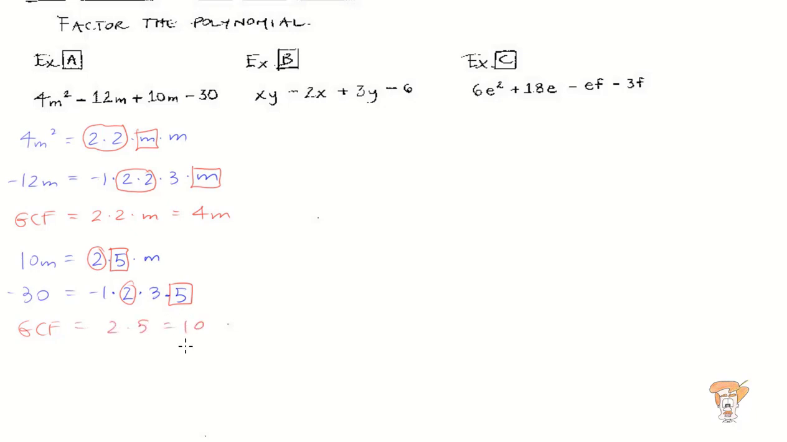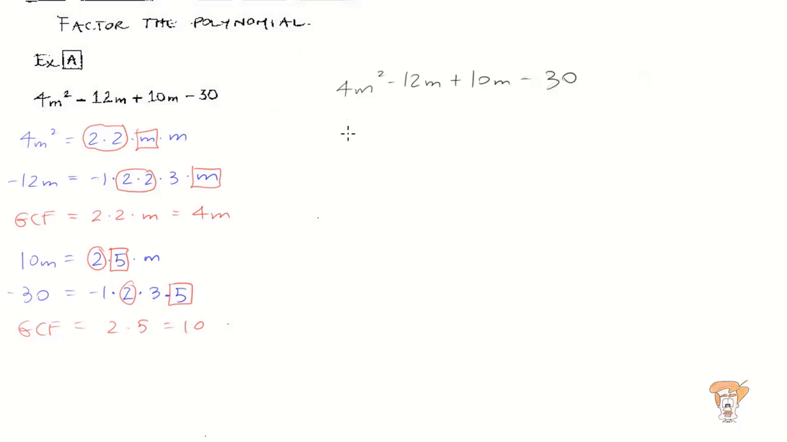Once we have identified the greatest common factor between each pair of those monomials, we can unmultiply that greatest common factor from each of those pairs of monomials. The greatest common factor between 4m squared and minus 12m was 4m. So we are going to unmultiply 4m from each of those monomials, and we said that the greatest common factor between the monomials 10m and minus 30 was plus 10. So we're going to unmultiply a plus 10 from each of those monomials.